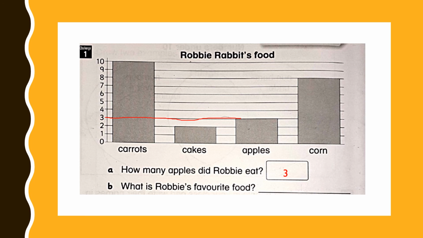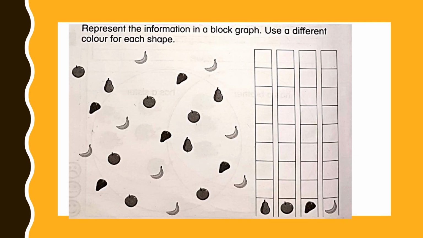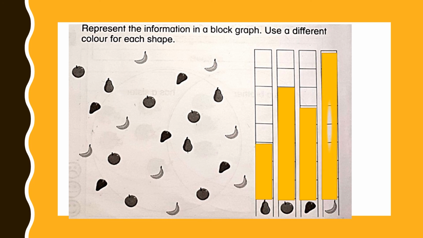Now what is Robbie's favorite food? Which food has the most votes? This is carrot, right? So I will write carrot. Now see here, this is the information given and we have to represent it using the block graph. Okay, so you have to count and make the block graph like this.